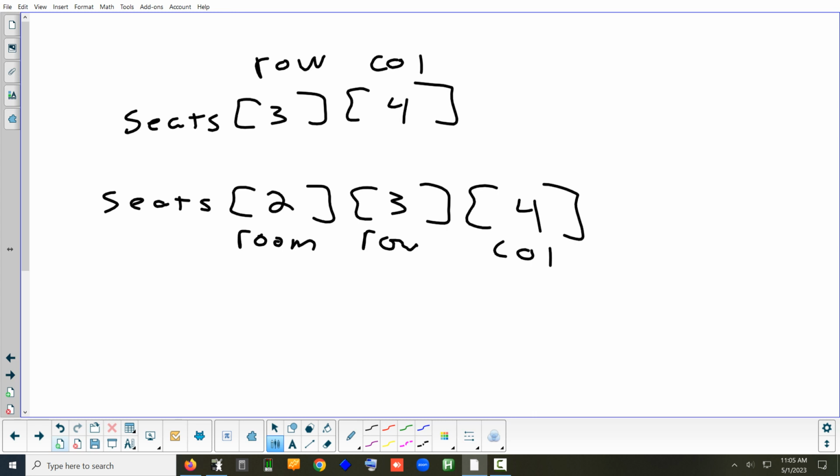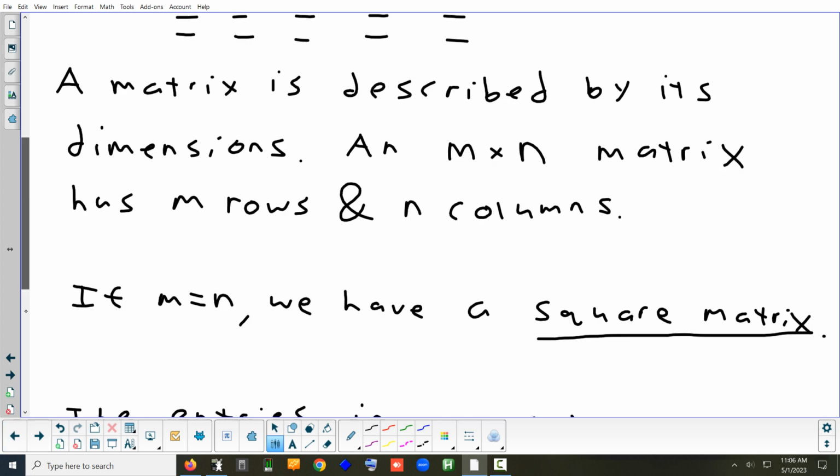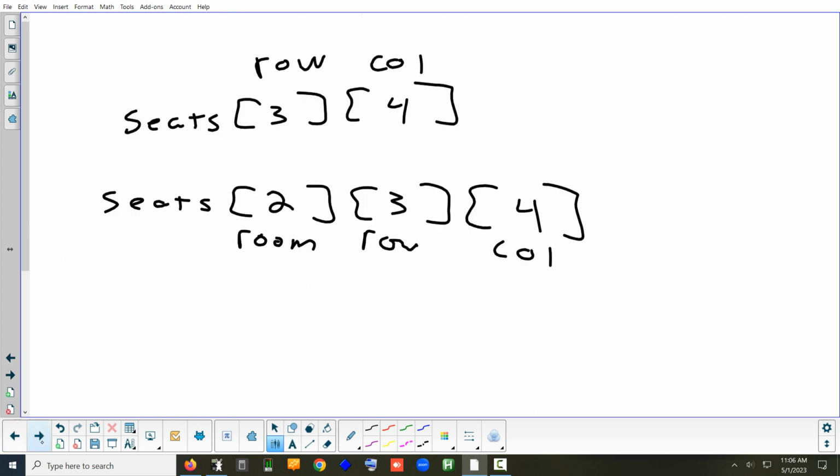And then you could even make it a 4D matrix if you wanted to make a seating plan for the entire district and you had multiple schools. So then you'd have to have, okay, what school, what room in the school, then what row, then what column. So you could make a 4D matrix, depending on how much stuff you want to describe. Any questions on that? But we're going to stick with 2D.